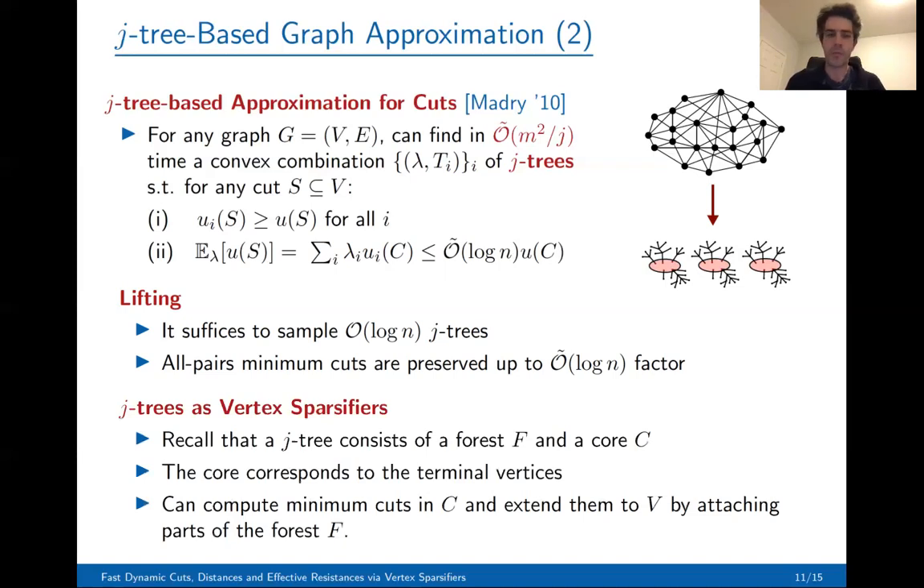And another useful property is that J trees can be viewed as vertex sparsifiers. Recall that a J tree consists of a forest and a core. So the core corresponds to the terminal vertices, or can be thought of as corresponding to the terminal vertices. And then you can compute the cuts in the core and then basically expand this cut to the set V by just attaching parts of the forest F.